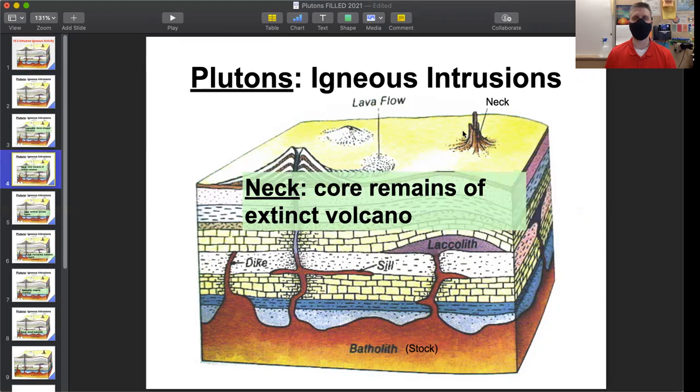Next one, the neck, volcanic neck. It's referred to sometimes as a volcanic neck and not just a neck. This used to be a volcano. When the volcano became extinct, then the magma that was still in it cooled, hardened, crystallized, and then the cone itself weathers and erodes away and just leaves the neck behind.